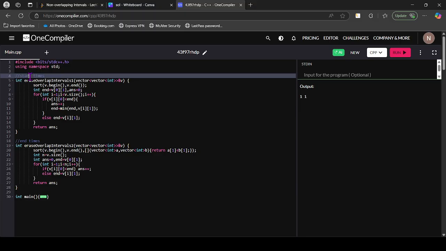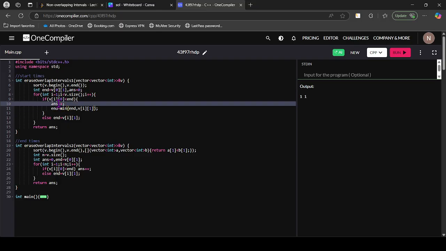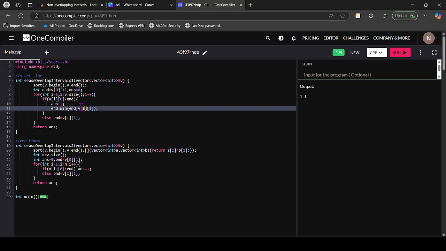And if we sort with respect to start times, we are just sorting it, and again we are assuming that the first one is in the non-overlapping set, so end is the first one and we start the iteration. If it is overlapping, answer plus plus because we have to remove at least one. If the endpoint of the current one is less than the endpoint of the previous one, we will remove the top one, else we will remove the second one. In either case we will remove one, so answer plus plus in any case. But finally, which one is left is based on the endpoints of both, and the one left is the one with the lesser endpoint. So end is equal to min of end and v[i][1].